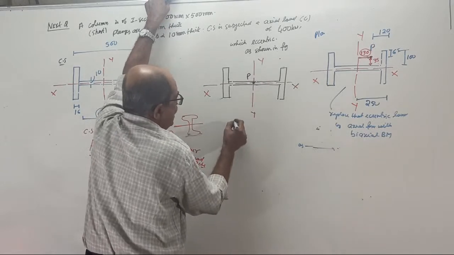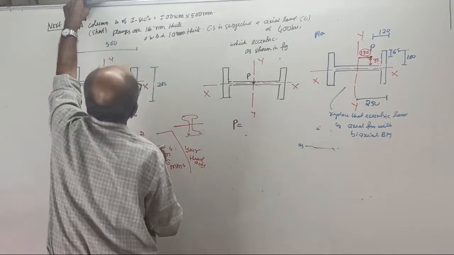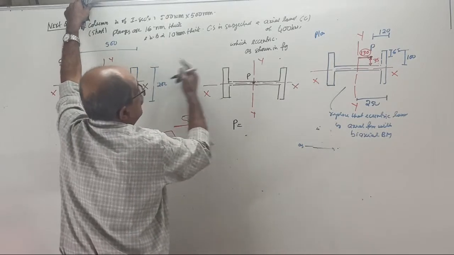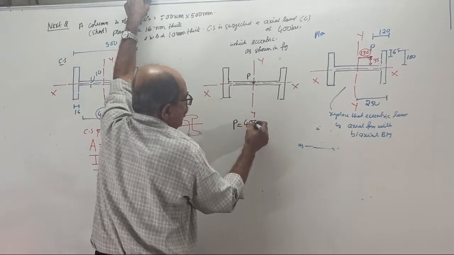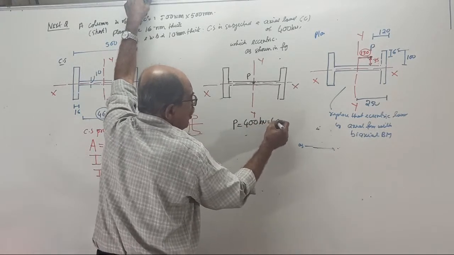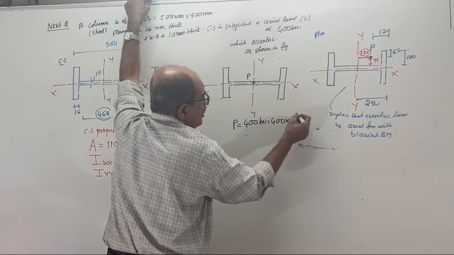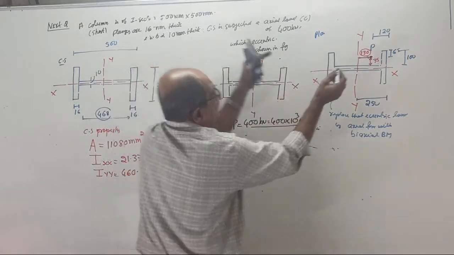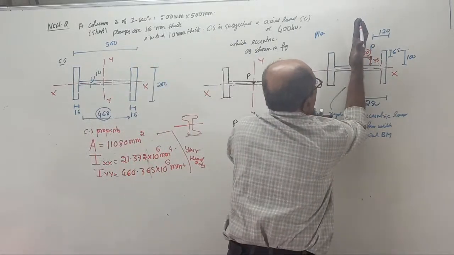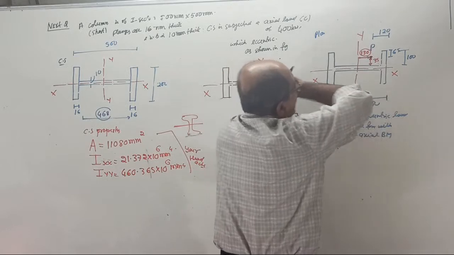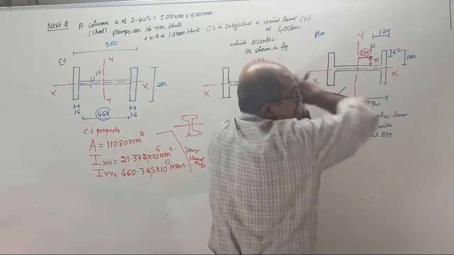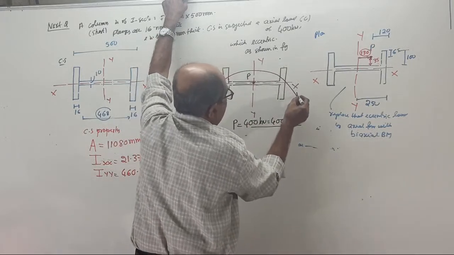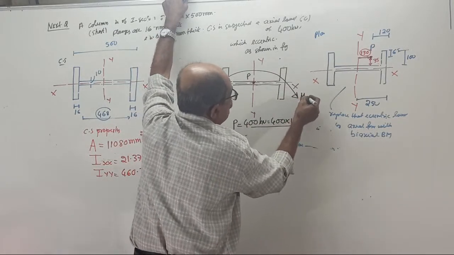So P equals how much? Where is it in the question? 400 kilonewton, or 400 into 10 to the power 3 Newton. Now, see, the load is acting here. So about YY, it will create a moment like this, that is M about YY.